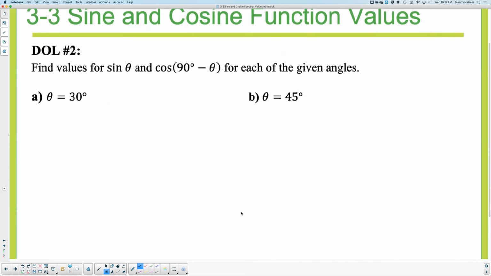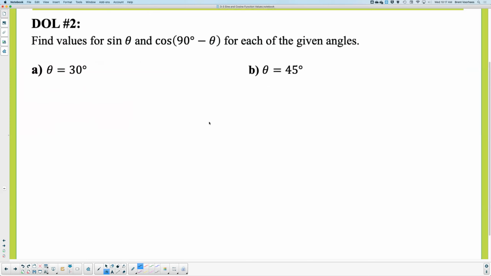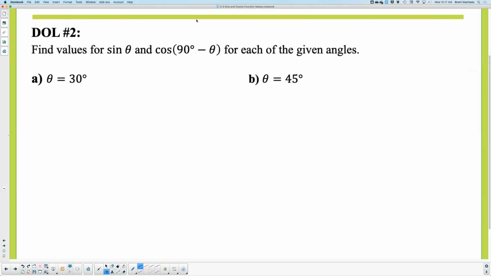All right, I want you to do sine of 30 and cosine of 90 minus 30. Then I want you to do sine of 45 and cosine of 90 minus 45. You're welcome that I gave you degrees. It'll be a little bit easier math for you, I'm guessing. Okay, I want you to find these. DOL number 2.